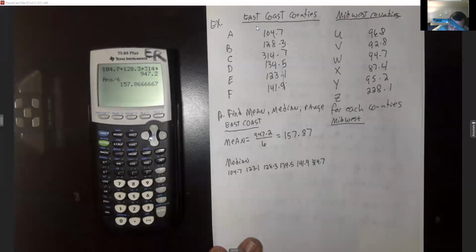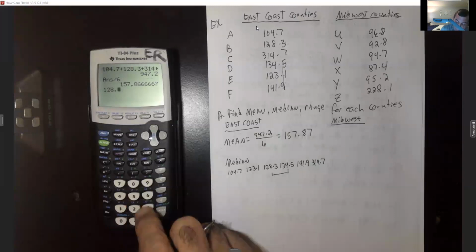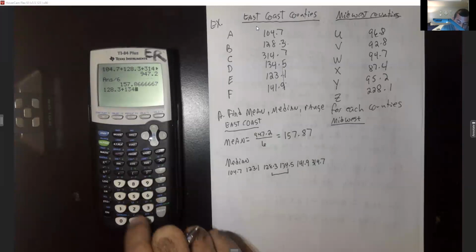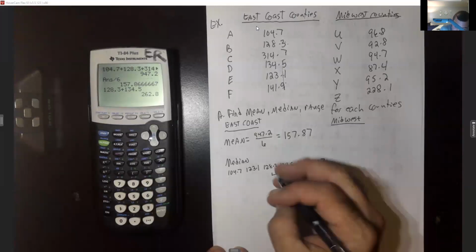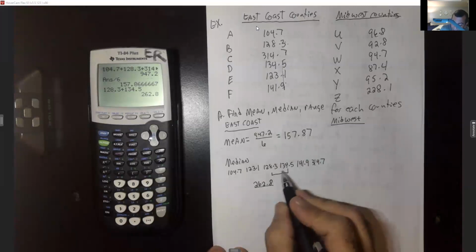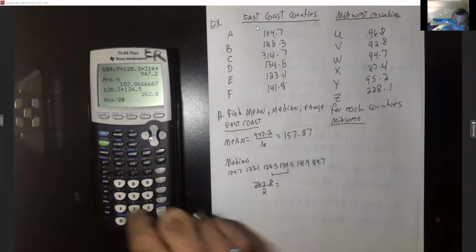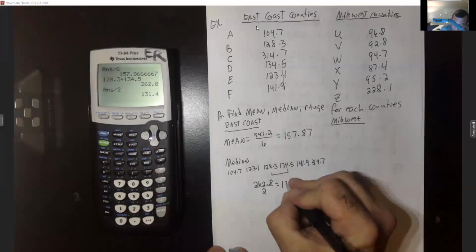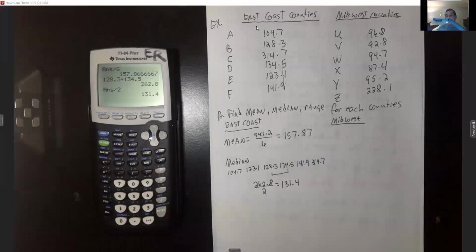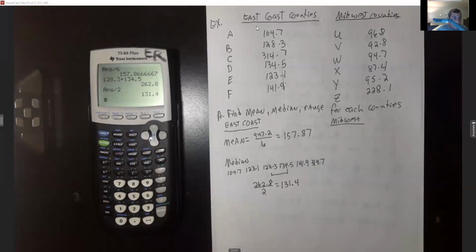So to find the median, you got to take the 2 most inner data points, add them together, and divide by 2. So 128.3 plus 134.5 is going to equal 262.8. And since I added 2 points together, I divide by 2. So 262.8 divided by 2 gives me 131.4. So that's my median. And then what was the last thing I needed? My range.